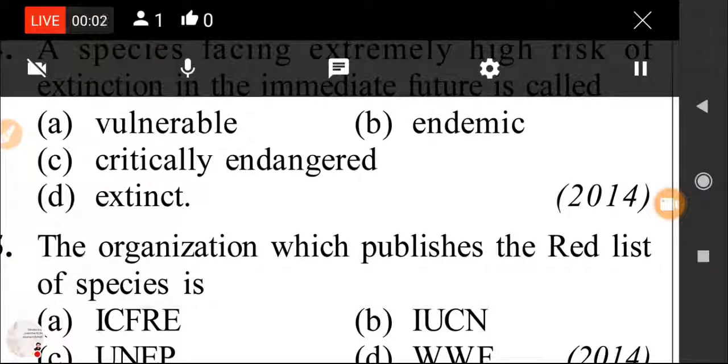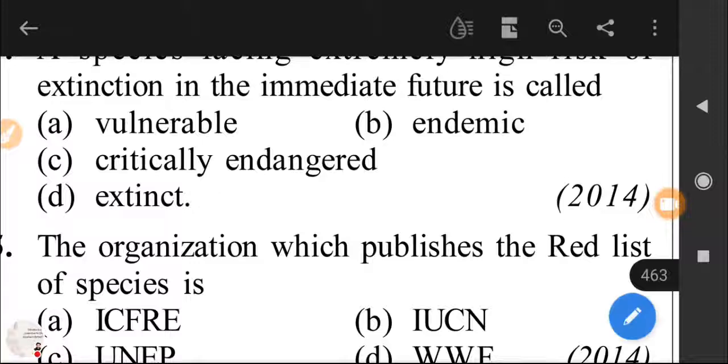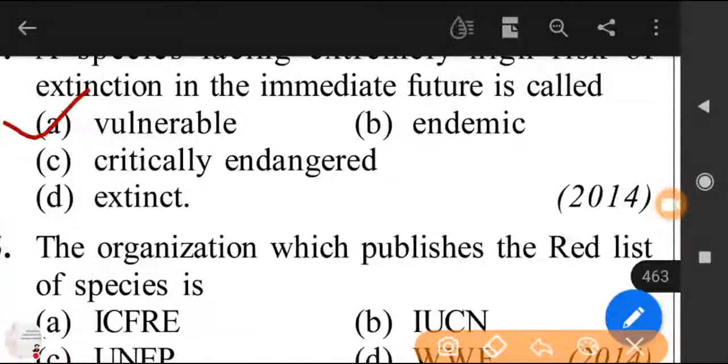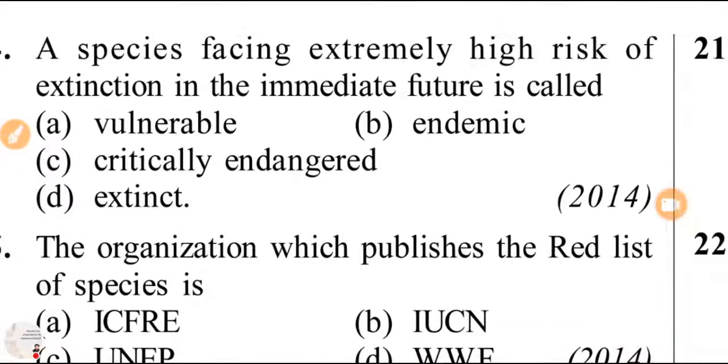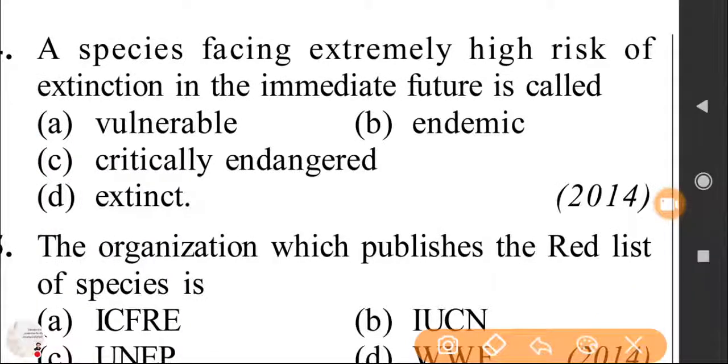A species that can become extinct in the near future can be vulnerable, or rather, it is critically endangered, which is facing an extremely high risk of extinction. If we talk about sensitive, it is vulnerable, but critically endangered species face a high risk of extinction in the wild and can go extinct at any moment in the immediate future. So the right answer is C.